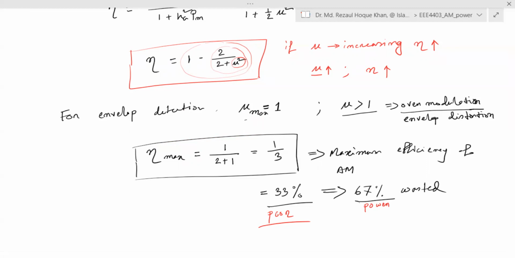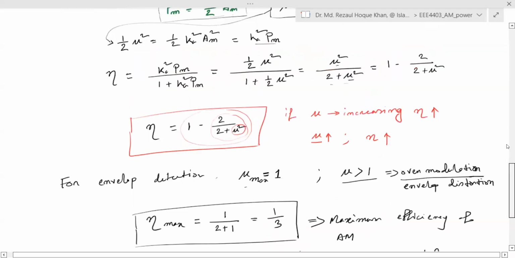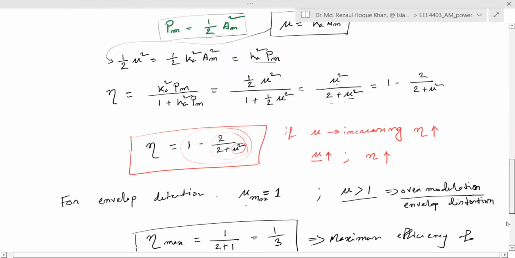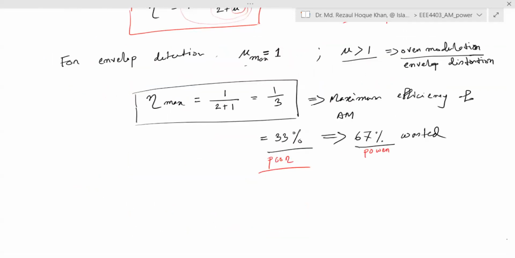So all this problem actually happens because of what? Can you trace back where this power was wasted? Here it got wasted. When we calculated the efficiency, the total power is in terms of the power in the carrier modulated by the message. We considered this portion only and did not consider the other portion. This carrier is transmitted, but it is not carrying any message, so the efficiency is lost.